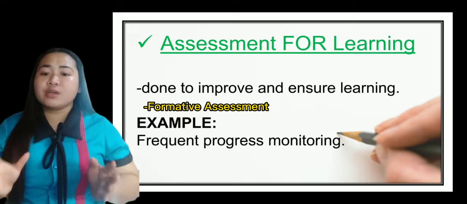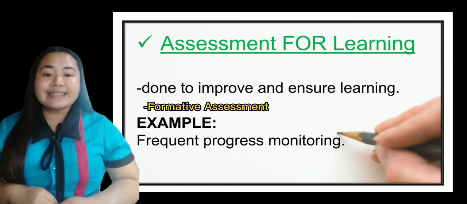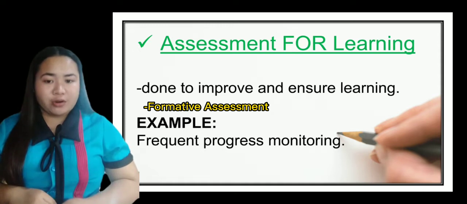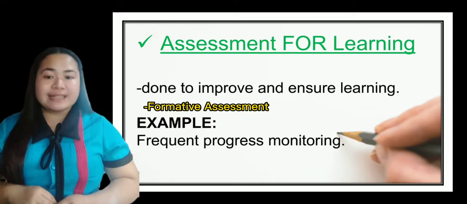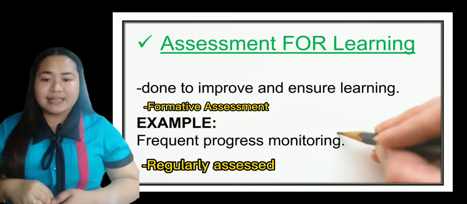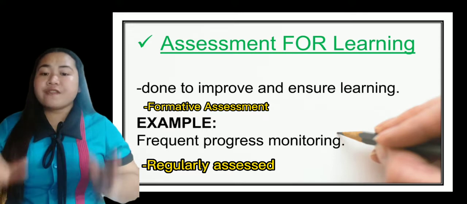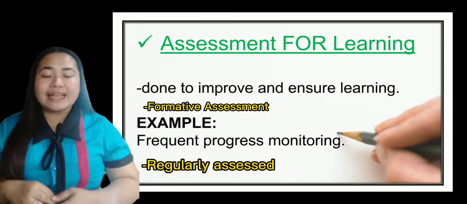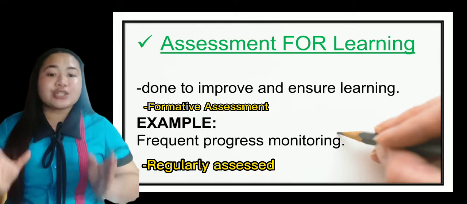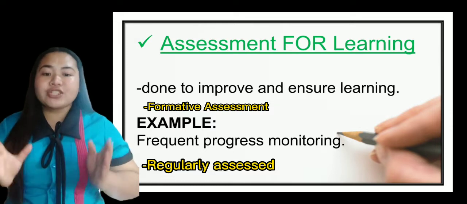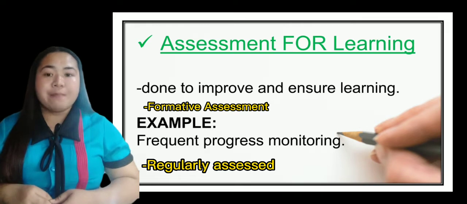An example of assessment for learning is frequent progress monitoring, where a student's academic performance is regularly assessed to determine if the current instruction and intervention given is positively impacting student achievement or if adjustments need to be implemented.